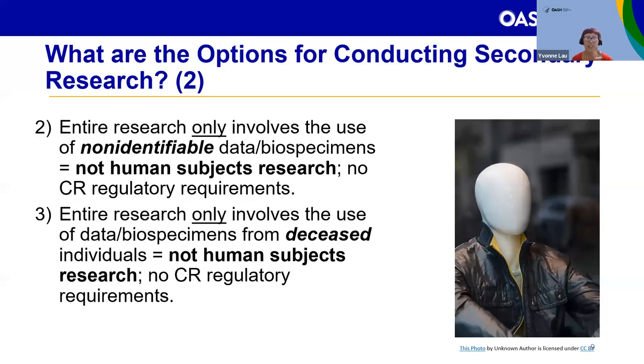And then another possibility is that the entire research only involves the use of data and biospecimens from deceased individuals. The materials actually came from people who are deceased, right? It could be identifiable or not identifiable, but because it does not meet the definition of human subjects in the common rule, this will be considered not human subjects research. And again, the common rule then stops. You don't have to think about whether there needs to be IRB review, or whether the research needs to satisfy the informed consent requirements in 116, etc. Simply stop there. The common rule regulatory requirements that we just talked about don't apply.